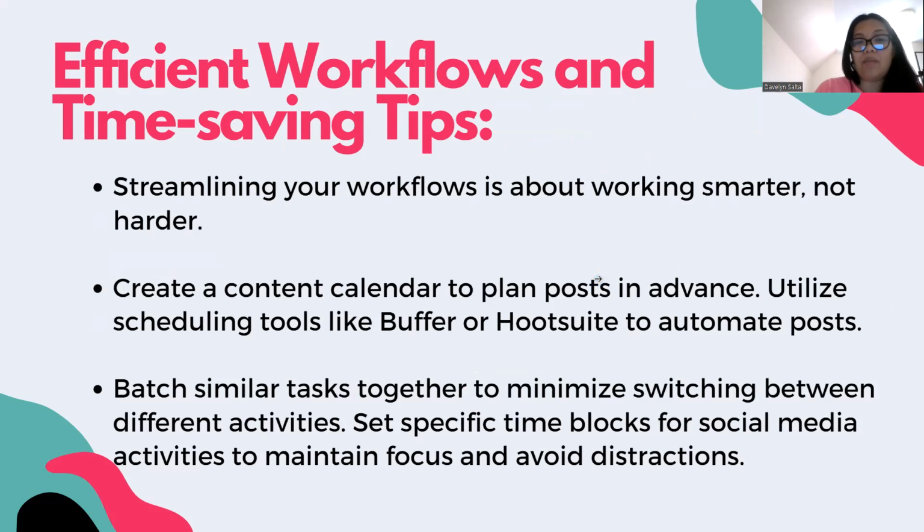Efficient workflows and time saving tips. Streamlining your workflows is about working smarter, not harder. That's why you have all the automation tools. We want to make it as efficient as possible and we want to automate things. So create a content calendar to plan posts in advance. Utilize scheduling tools like Buffer, like what we discussed earlier, and also Hootsuite to automate posts. Batch similar tasks together to minimize switching between different activities. Then set specific time blocks for social media activities to maintain focus and avoid distractions.